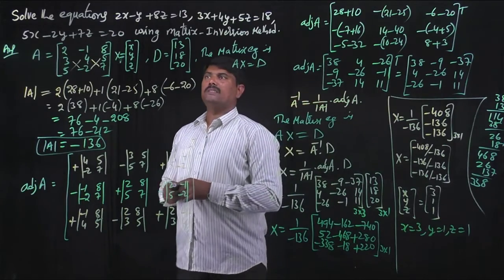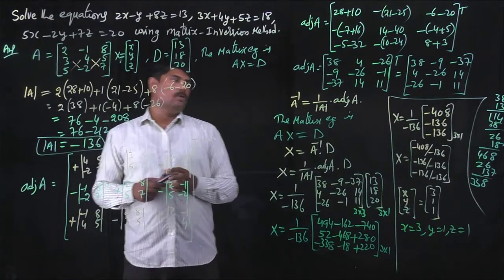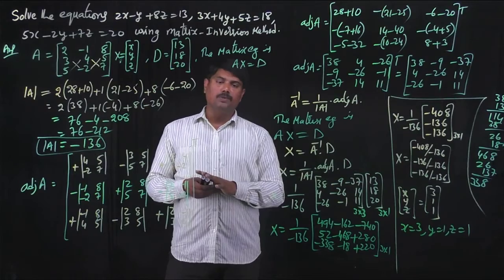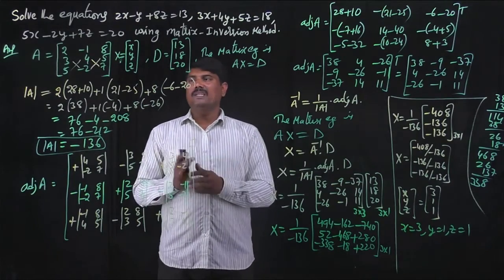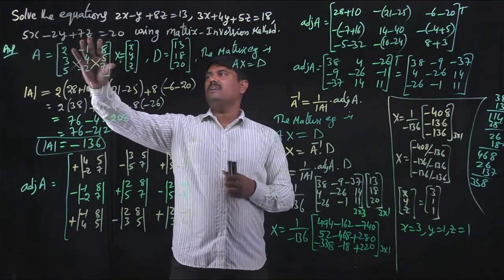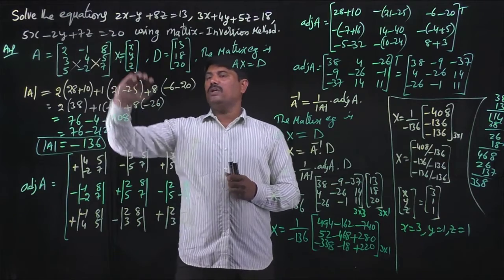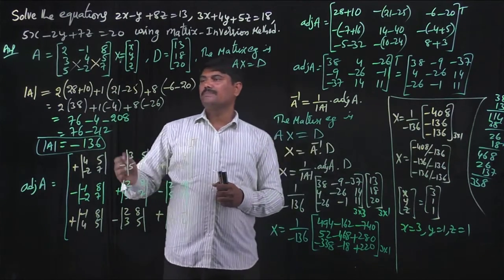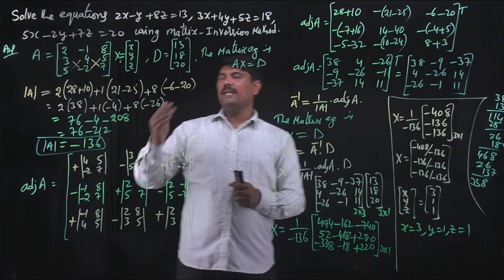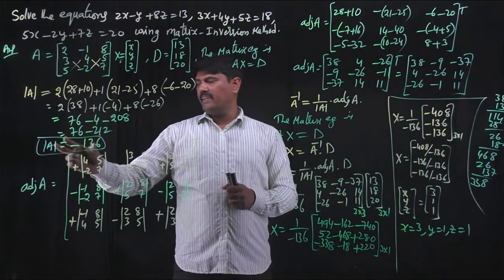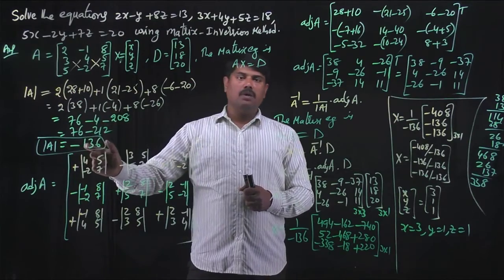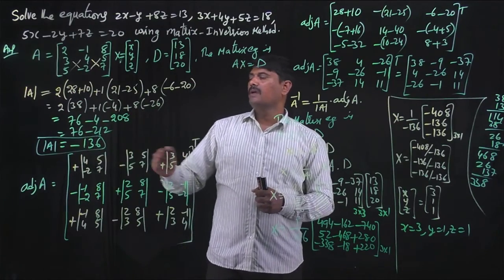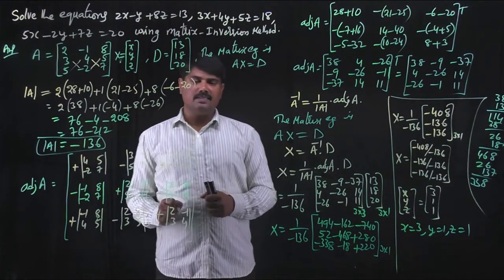This is how we can solve the given non-homogeneous equations using the matrix inversion method. In this method, first you have to construct the matrices using the equations, by the matrix equation AX is equal to D. To check whether this method is applicable or not, first you have to find det A. If it is not equal to 0, then you can proceed. Here det A is minus 136.